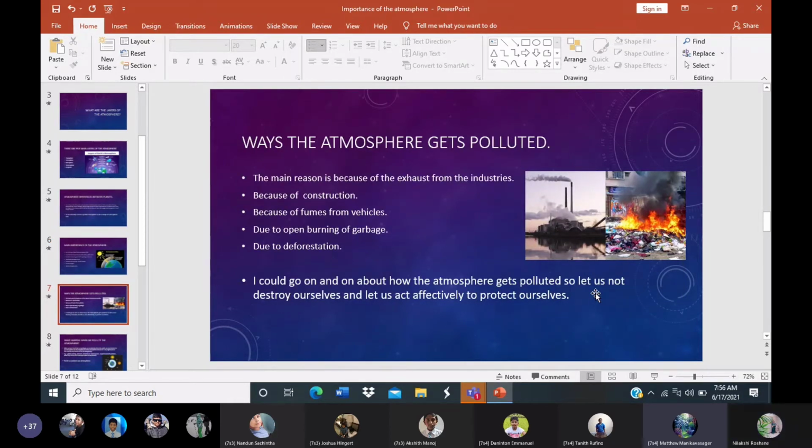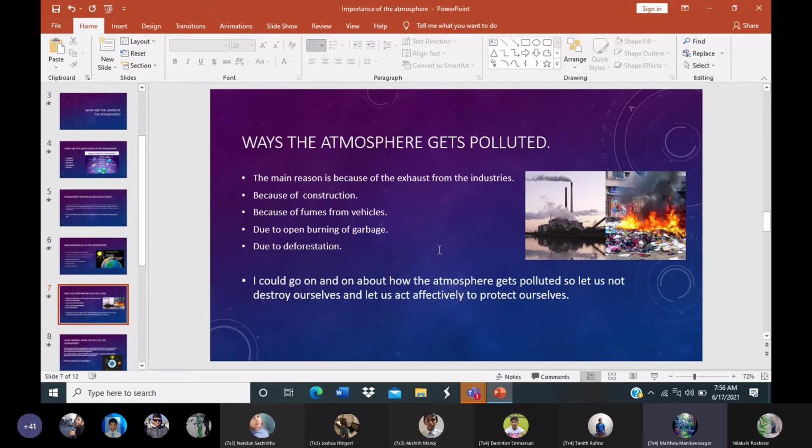Now let us go to the ways the atmosphere gets polluted. The main reason is the exhaust from industries. As you can see here, all of these are chemicals. It is not good for the atmosphere. Because of construction as well, the sound that comes from construction is really harmful for birds. Without birds, the atmosphere can't be there. Because of fumes from vehicles, as you can see, really dense smoke might come from vehicles.